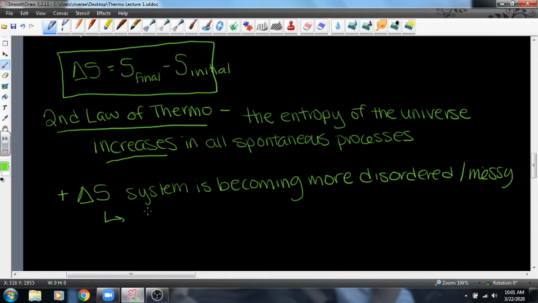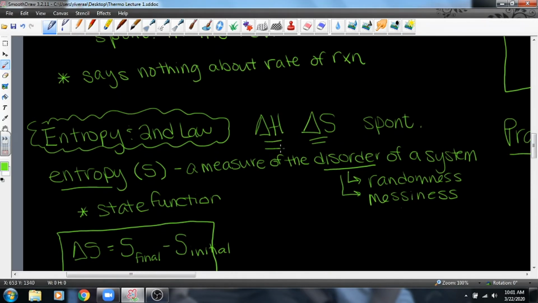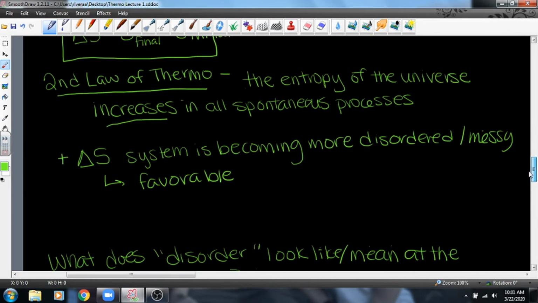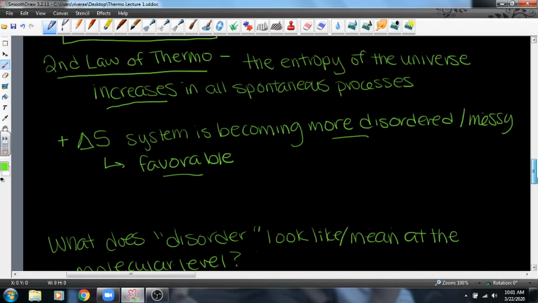And this is favorable in terms of spontaneity. Now, again, a reaction can be spontaneous even if it doesn't increase disorder. Because remember, whether or not a reaction is spontaneous is going to depend not just on entropy, but also on enthalpy. But in terms of favorability for entropy, for a reaction to become more disordered, that's favorable, right? Because the universe, according to our second law, is tending towards disorder.